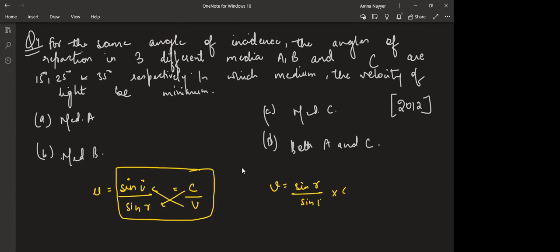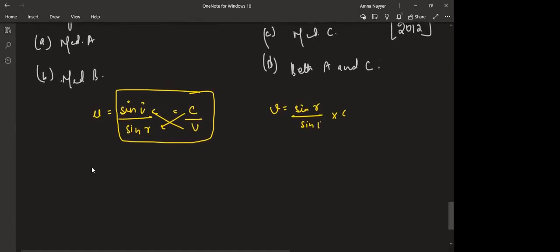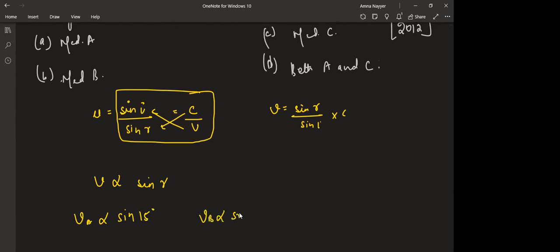So look here, what is mentioned to you? Angles of incidence are mentioned. For a given angle of incidence, what are the angles of refraction? These three angles of refraction are mentioned to you: 15, 25, 35. So velocity is directly proportional to sine R. So VA is directly proportional to sine 15 degrees, VB is directly proportional to sine 25 degrees, and VC is directly proportional to sine 35 degrees.